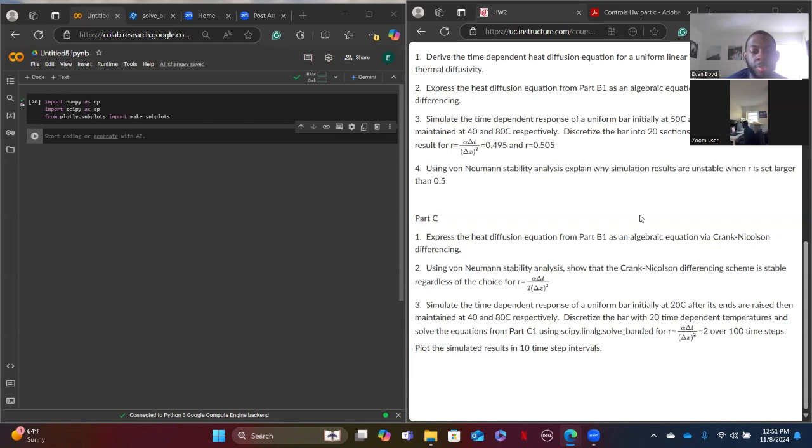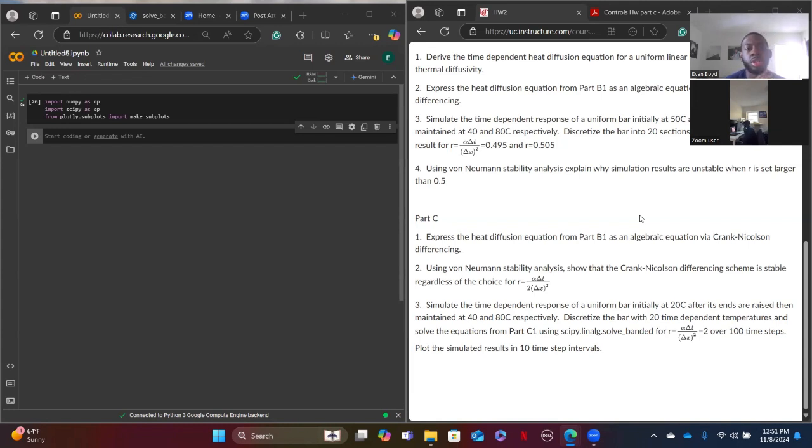Okay, so what we have here, we're supposed to simulate the time-dependent response in a uniform bar initially at 20 degrees Celsius. After, the ends are raised and then maintained at 40 degrees and 80 degrees Celsius respectively. We're supposed to discretize the bar within 20 time-dependent temperatures and solve the equation for part C1 using SciPy linear algebra solve_banded, which is just for sparse matrices. And then for R, we know R is equal to 2, and over 200 time steps, and then plot the simultaneous results in 10 time step intervals. Okay, so it sounds like a lot, but once we start, you'll see it's not that bad at all.